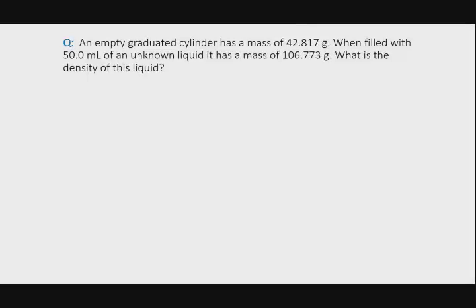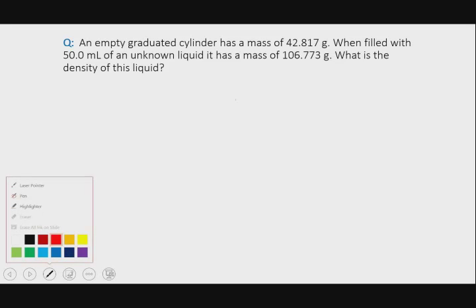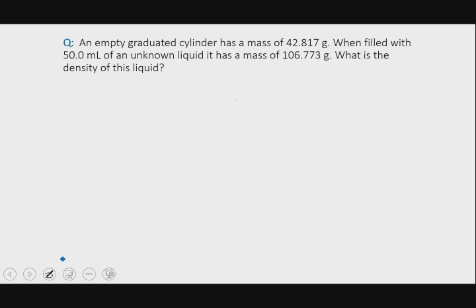Okay, so here's another problem involving calculation of density. When you read this problem, let's figure out what data is given and therefore figure out how to calculate what we need to calculate. In this case, we know the mass of an empty graduated cylinder, which, as you remember from previous discussion, is a piece of glassware that is used to measure volumes of liquids.